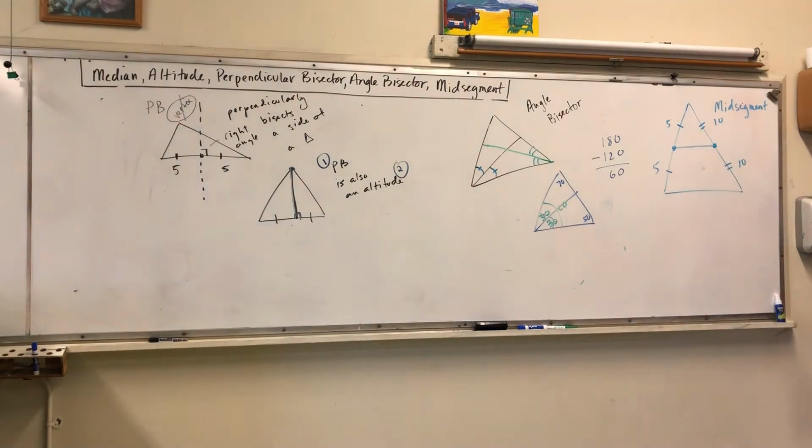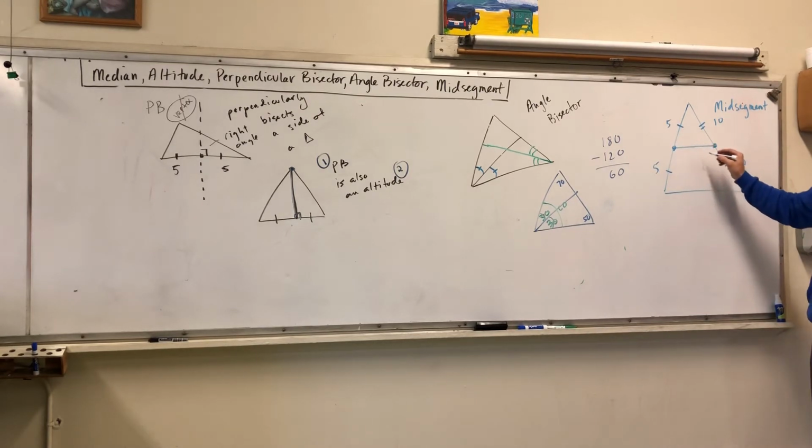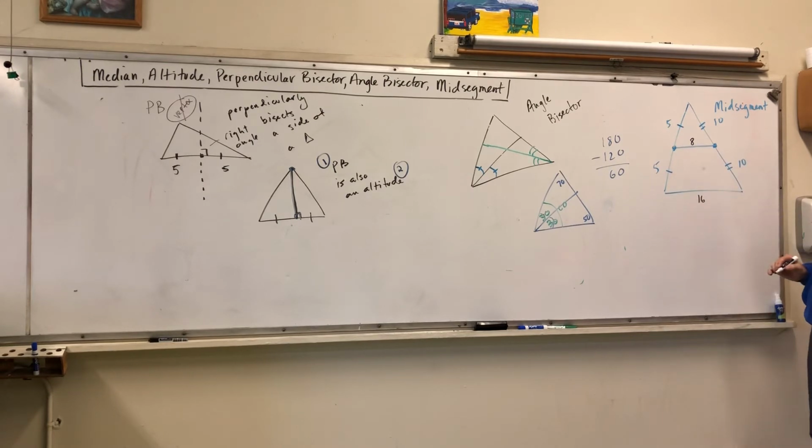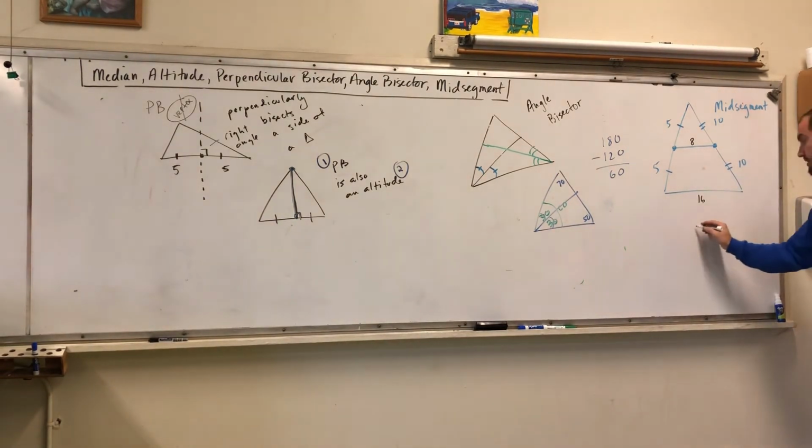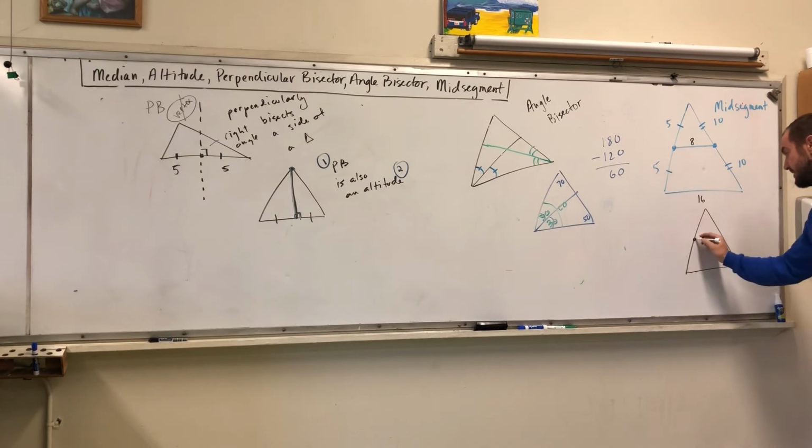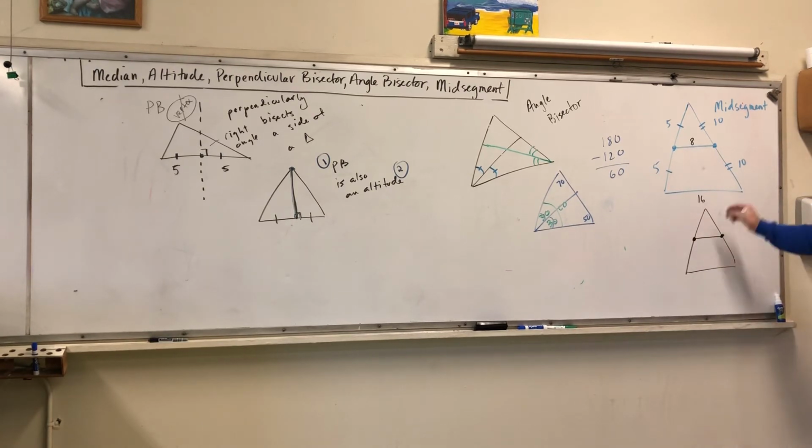Now the thing to know about a midsegment is that the midsegment and its base are a 2-to-1 ratio, meaning that if this is 8, this here will be 16. Now if I give you a triangle with a midsegment, and I say this is 8, let's call this 10, and let's say this is 18. And I ask you to fill out the rest of these pieces.